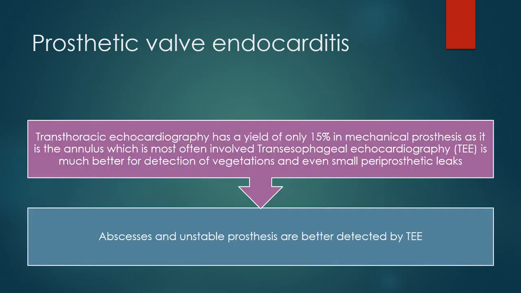Transthoracic echocardiography has a yield of only 15% in mechanical prosthesis, as it is the annulus which is most often involved. Transesophageal echocardiography is much better for the detection of vegetations and even small periprosthetic leaks. Abscesses and unstable processes are better detected by TEE.